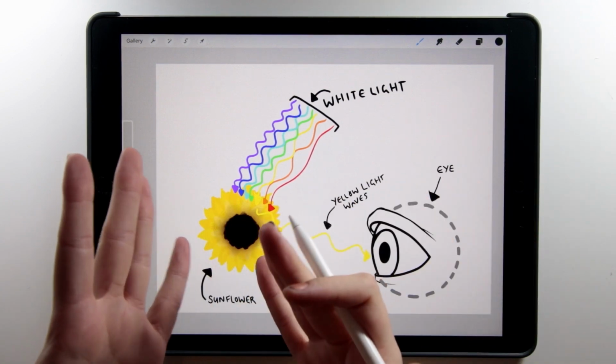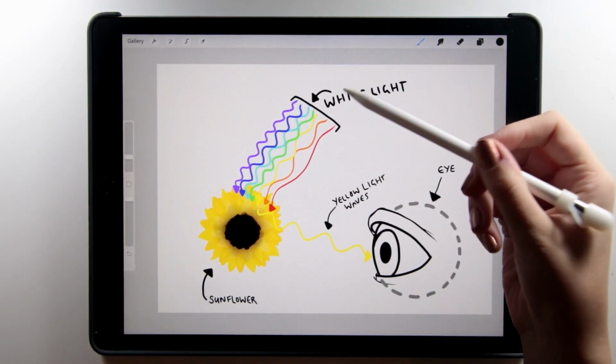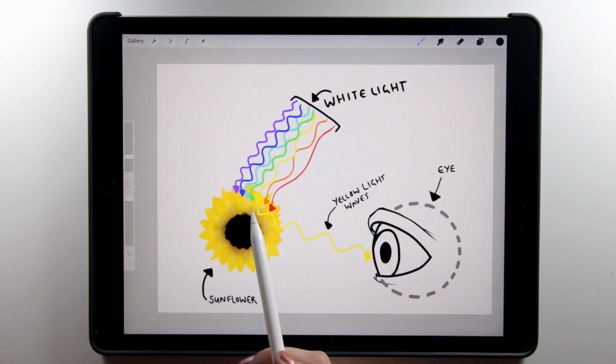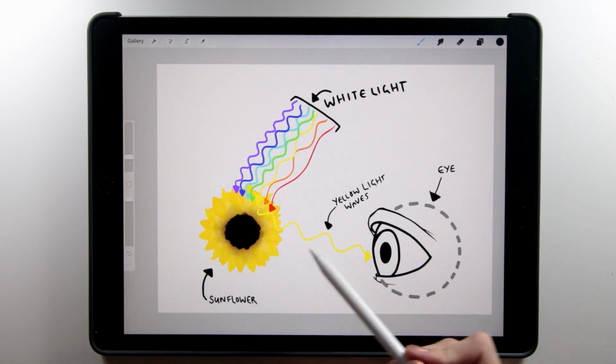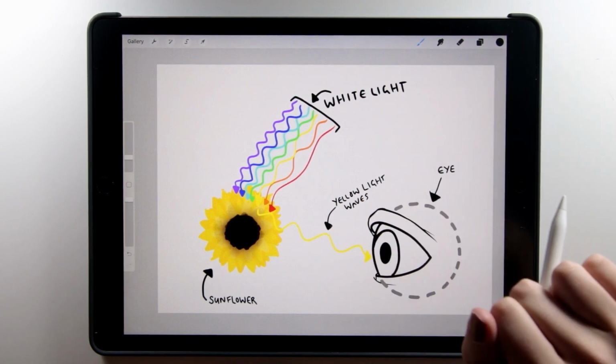Let's think about our sunflower again and break down what is actually going on in our eyes. So we know white light is hitting the flower. We know that all the colours of light except for yellow are being absorbed, and we know that yellow light is being reflected into our eye. But why are we seeing yellow? How is a wave visible to us? Well, that's what I'll be explaining next.